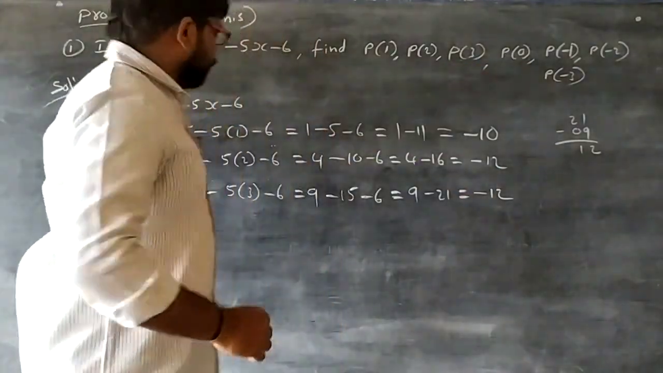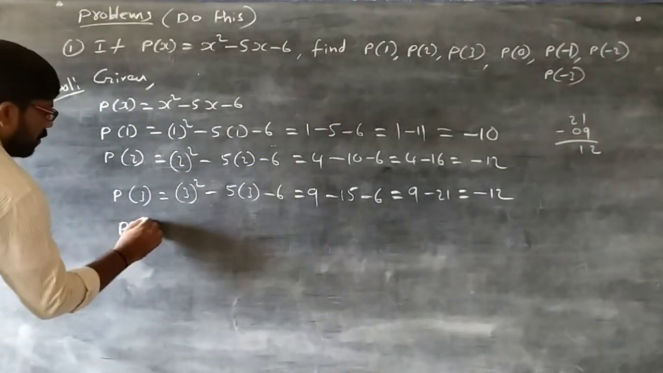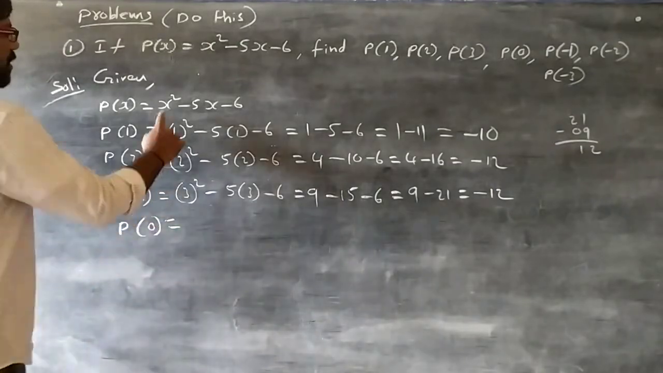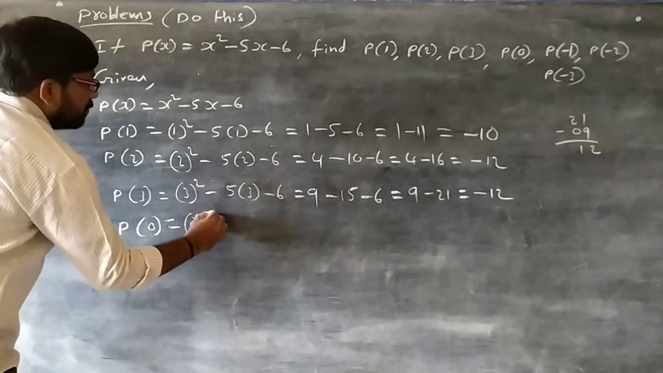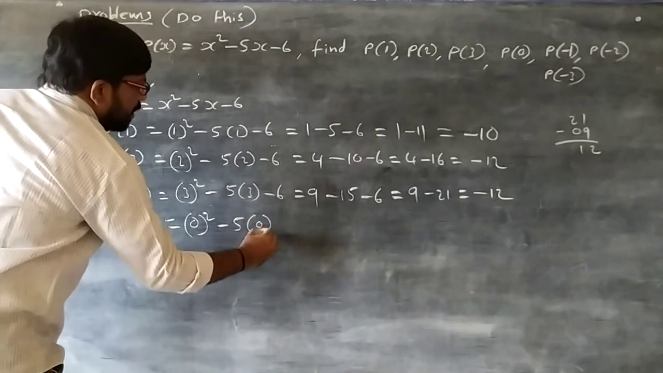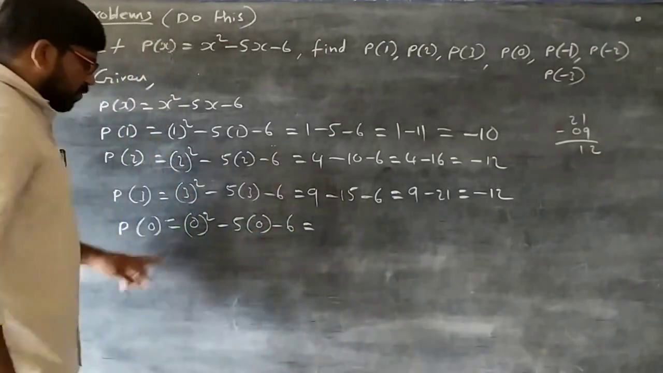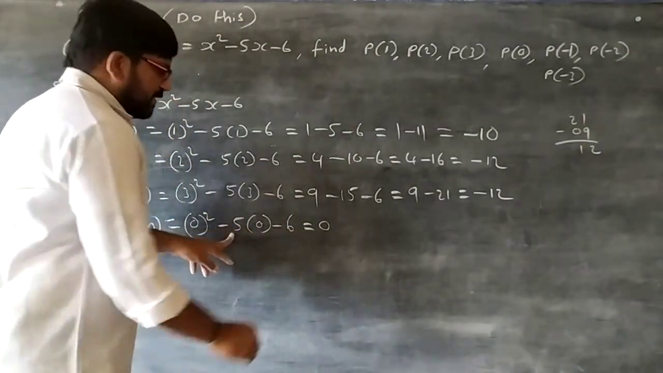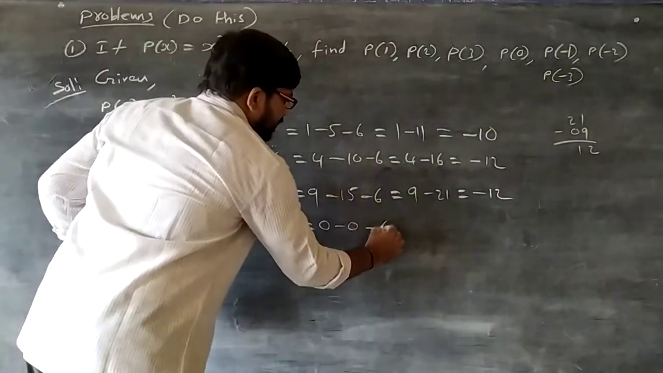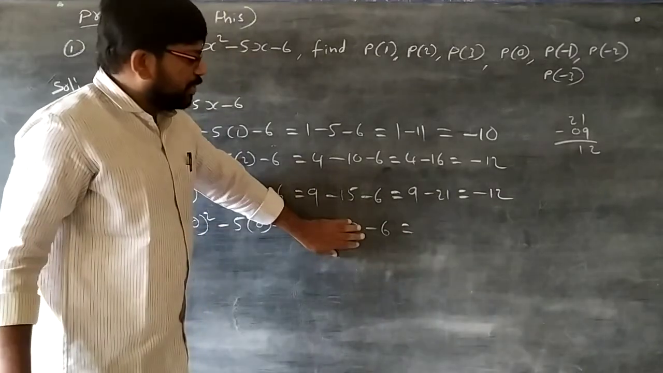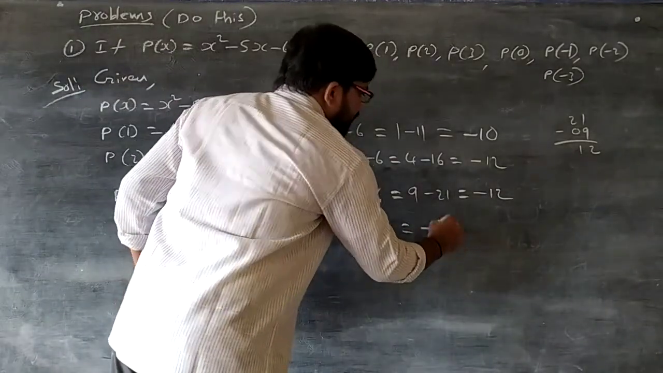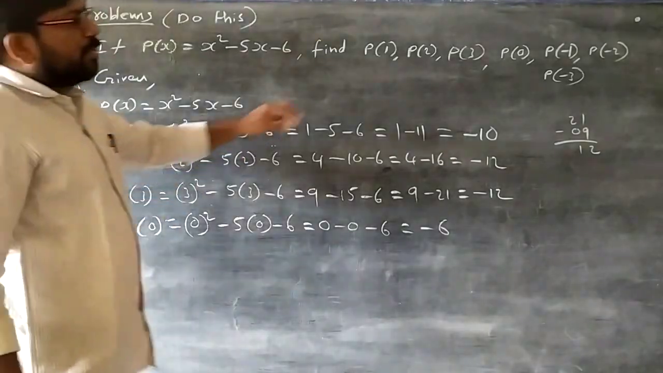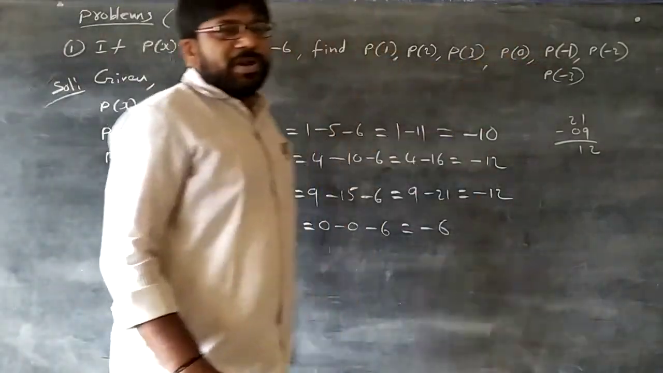P of 0. Substitute x equal to 0. That's it. 0 square minus 5 into 0 minus 6 is equal to 0 square, 0. 0 times anything is 0, minus 6. So 0 minus 0, 0 minus 6, minus 6. That's it. Next to p of minus 1.